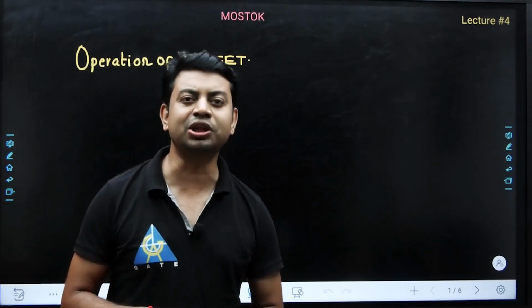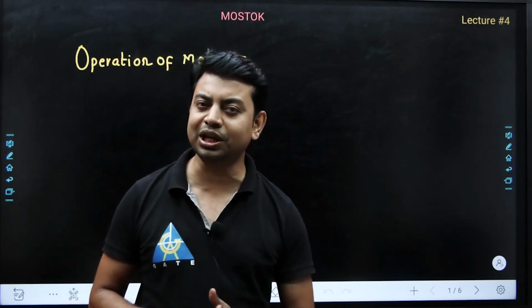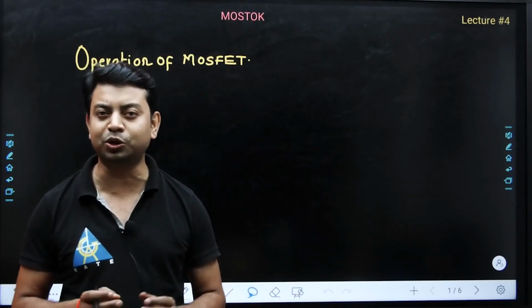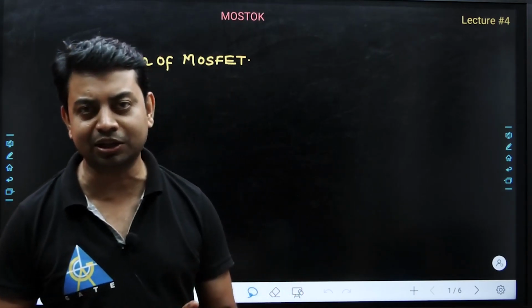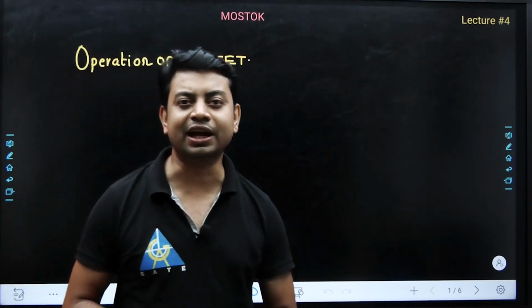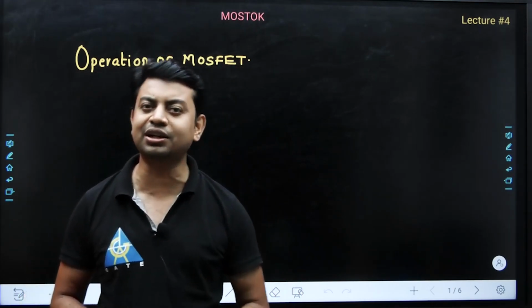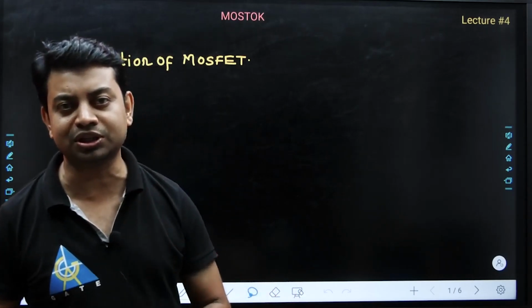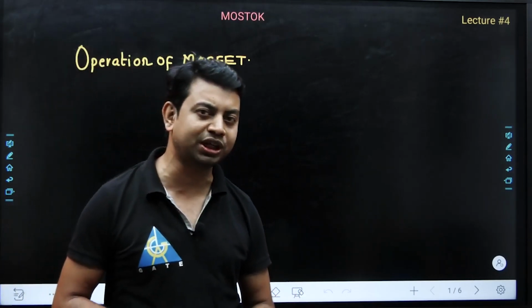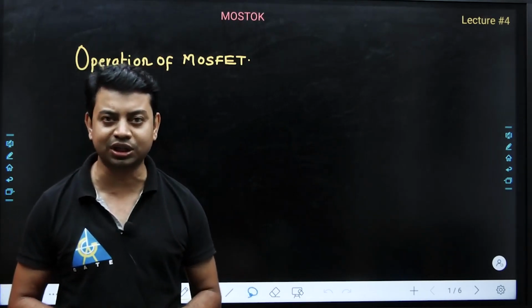Students, I think you are aware that in an enhancement type n-channel MOSFET, we apply only two potentials, at the gate terminal and the drain terminal. You may think we have 4 terminals, and yes, that is right, but among these 4 terminals only 2 are used for applying voltage. The other 2 terminals are short circuited and grounded.